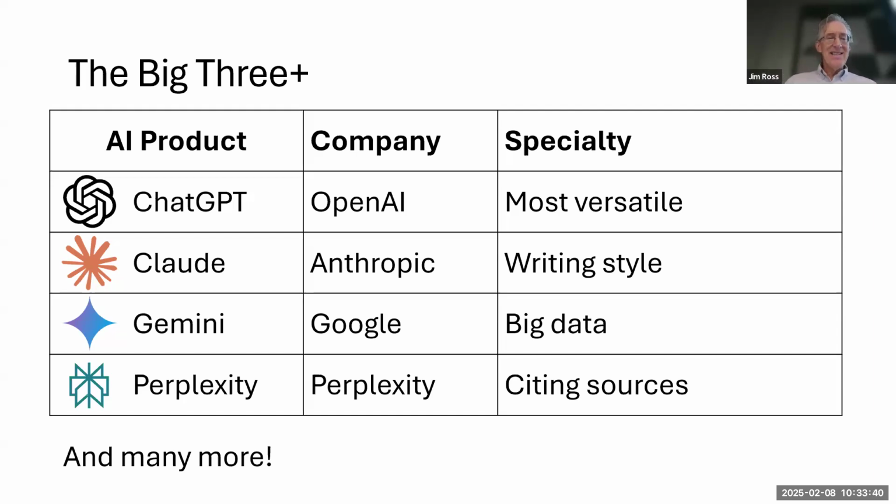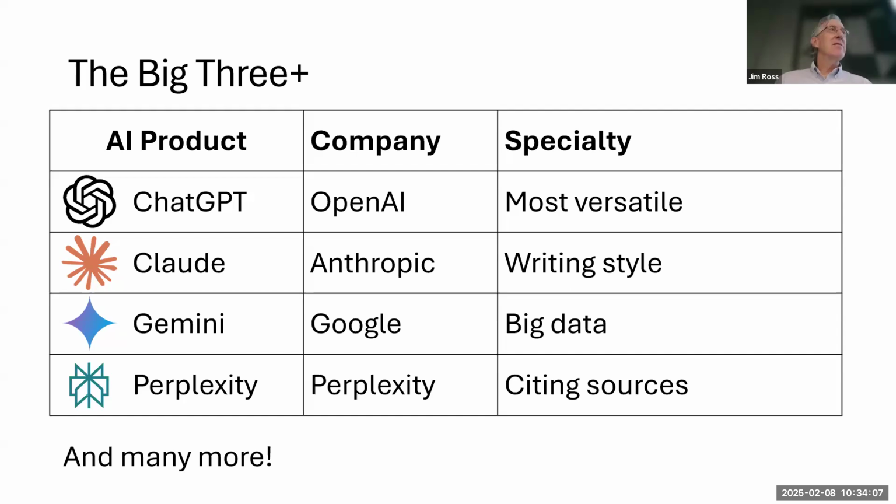Lastly, Perplexity is not one of what I'll call the big three. It's actually built on top of ChatGPT, but what it's especially good at is citing sources. It'll give you links along with its answer. Does anybody in here cite their sources when they're doing their genealogy? Oh, one. Good.